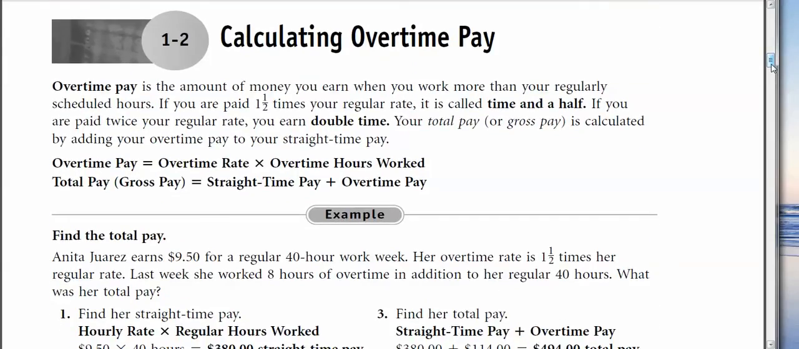Let's move on to 1.2, calculating overtime pay. They talk about 1.5 times and double time. 1.5 means you get your regular pay plus half of the regular pay. So if you get $10 an hour, for your overtime you would take half of 10, which is 5, and you'd get an additional $5 per hour. So you'd get $15 per hour for all of your overtime.